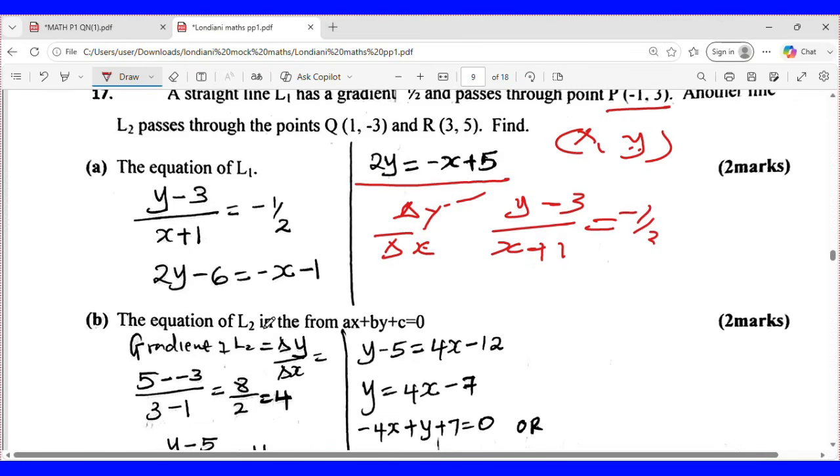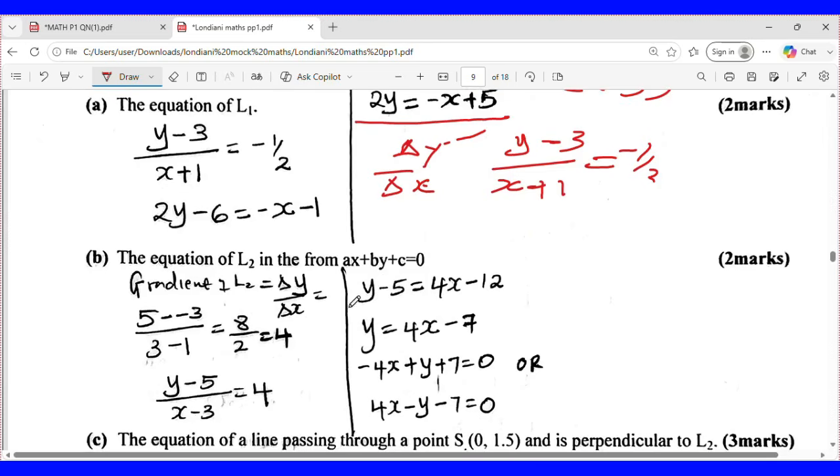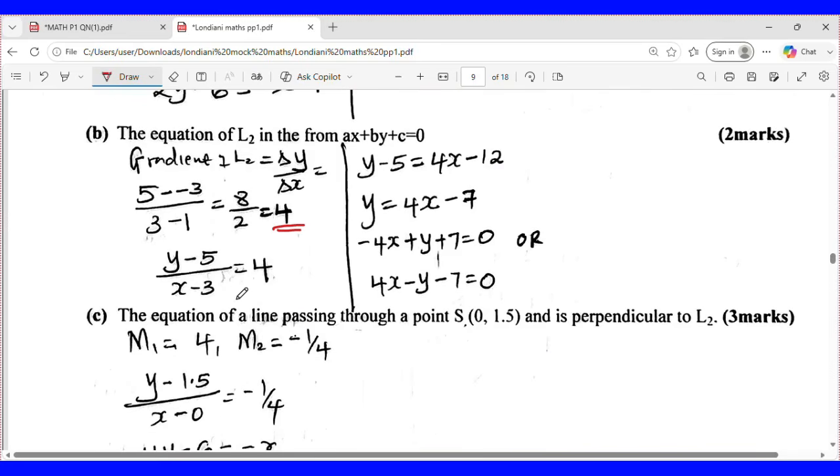The equation of L2 in the form ax + by + c = 0. So L2, another line L2 passes through Q and R. So we have 2 points L2 is passing through. So you need to get the gradient of that line. So the gradient first, you need to get the gradient is equal to change in y over change in x. That is 5 minus 3 over 3 minus 1, and that gives the gradient as 4. That is 8 divided by 2.